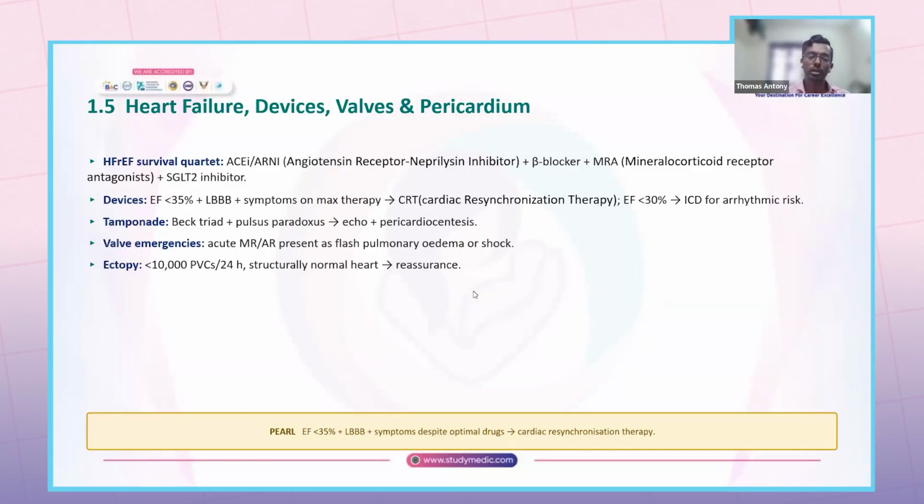Okay. Now coming to the tamponade, we have the Beck's triad. The Beck's triad is basically hypotension, raised JVP, and muffled heart sounds, along with pulsus paradoxus. Refer the patient for echo and pericardiocentesis, because that might be compromising the pumping action of the heart. So we have valvular emergencies like an acute MR or AR that present as flash pulmonary edema or shock.